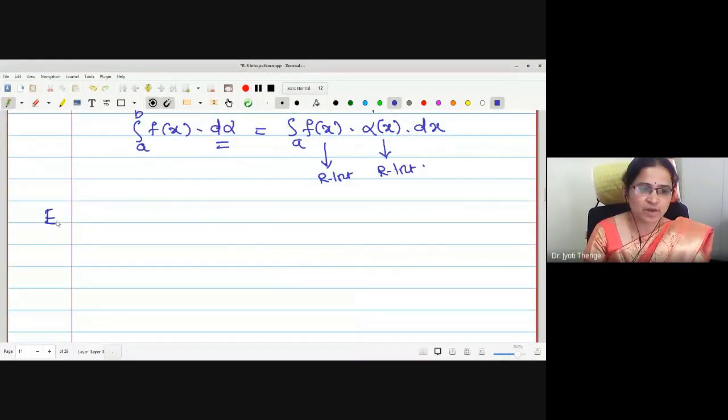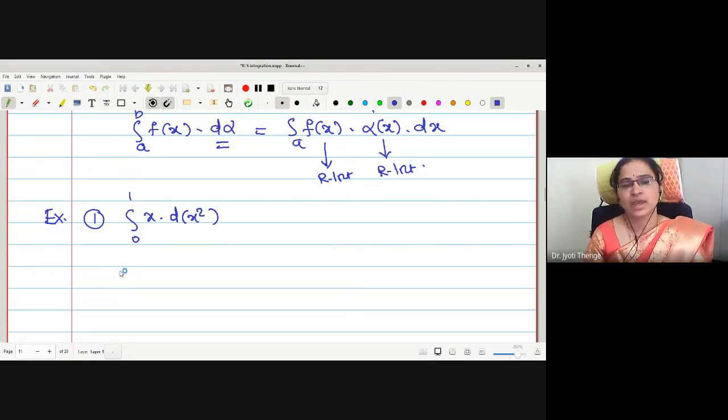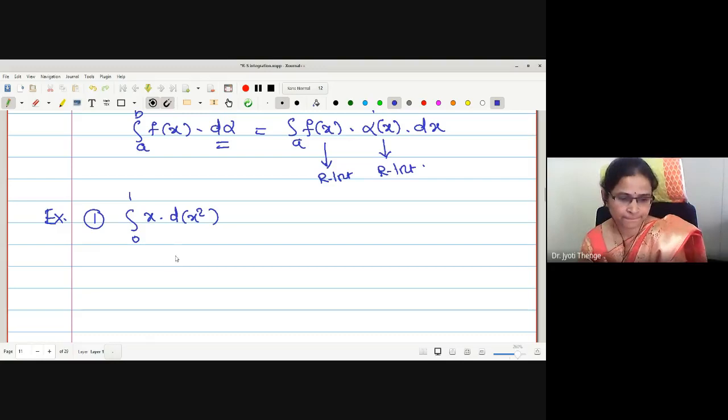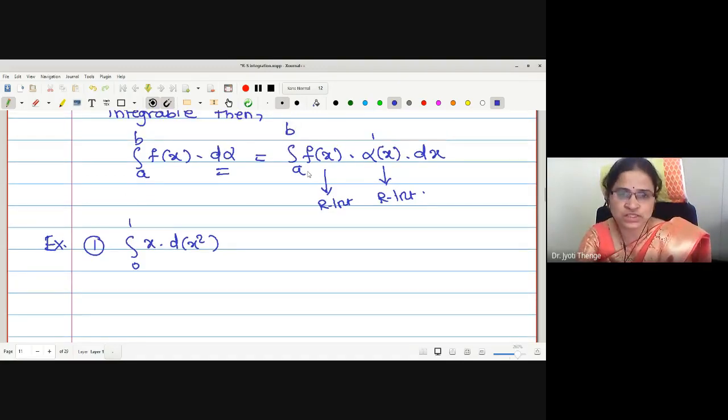Suppose an example is given to you: the integration from 0 to 1 of x d(x squared), and it is asked to solve this by Riemann-Stieltjes integration. Then we are going to use this theorem. What is alpha(x) here? x squared. What is f? x itself.